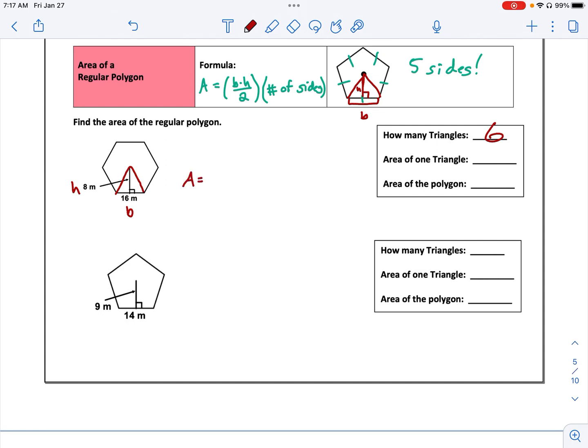So if I wanted to find the area of a triangle, I would do base times height divided by 2. So 16 times 8 divided by 2, which gives me 64. So 64 meters squared is the area of one triangle.